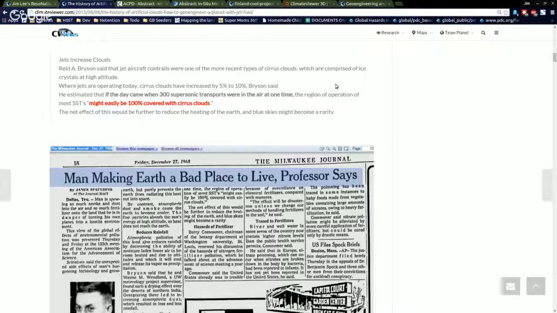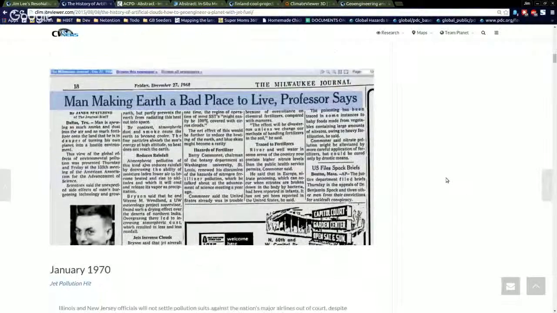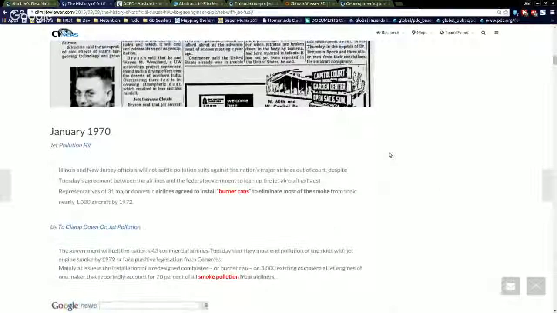Well, guess what? Today, in 2015, there are more than 100,000 flights per day. So then, apparently, they were really smoking the place up and making clouds everywhere, and it was getting really, really bad.